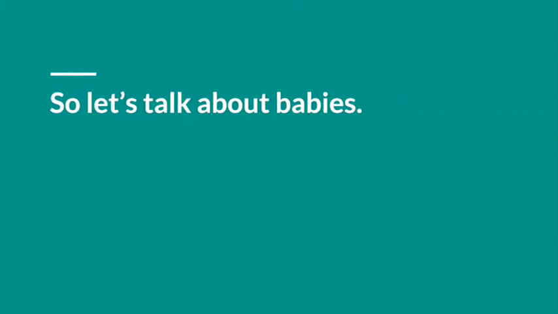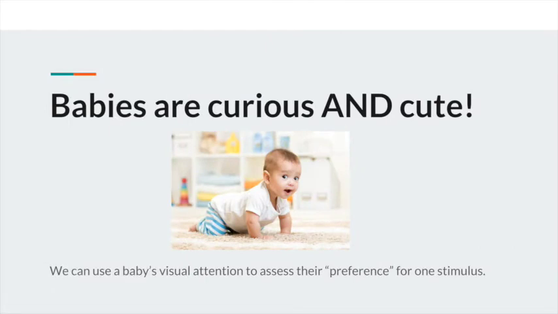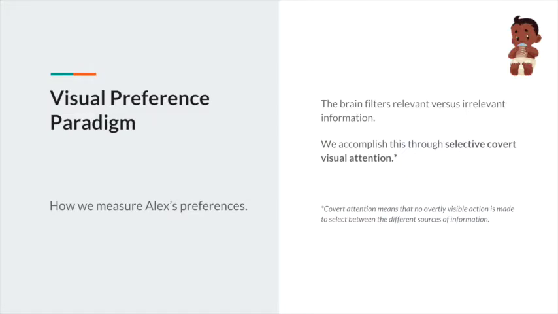So let's go back and talk about babies. Biased babies. Babies are curious and cute. We can use a baby's visual attention to assess their preference for one stimulus. We can measure Alex's preference using the visual preference paradigm.